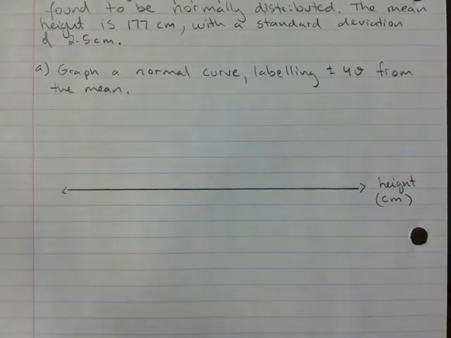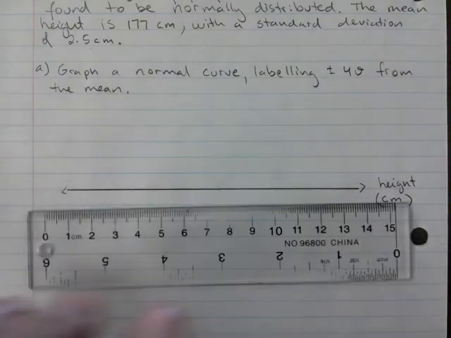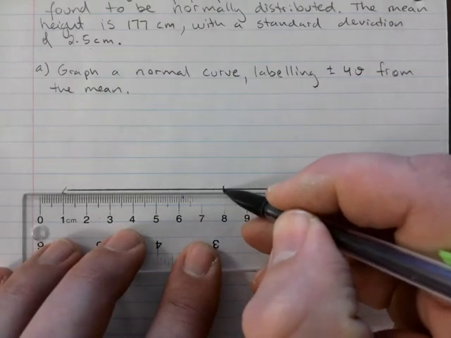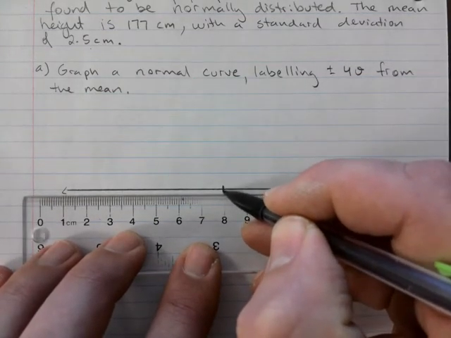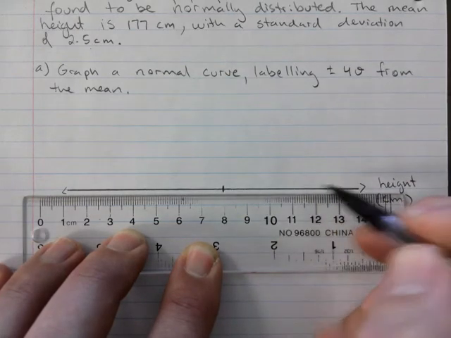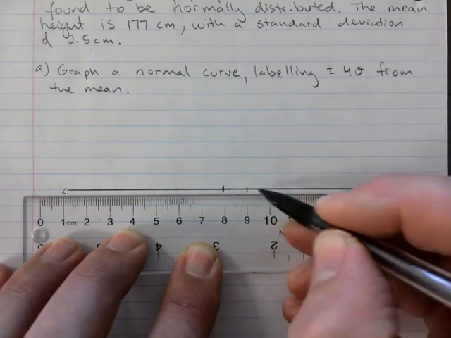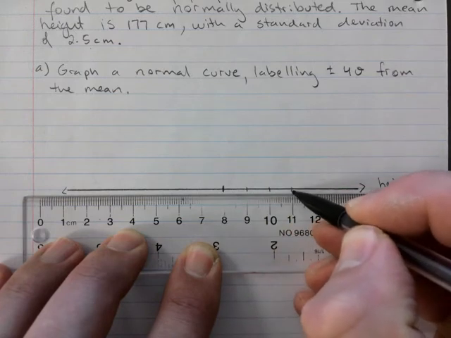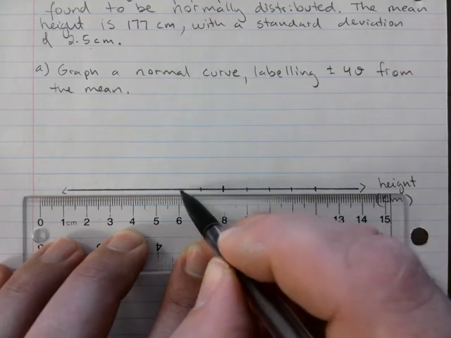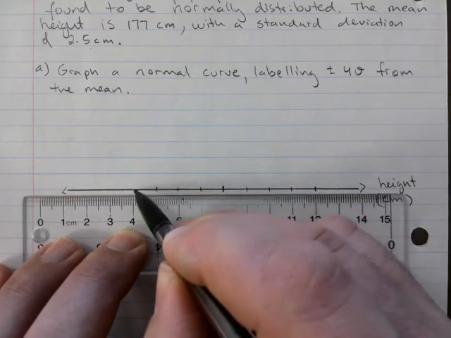And somewhere in the middle, it's okay to just kind of guess where it is. But you're gonna make a mark in the middle. That's your average. That's where you want the 177 to be. And then you go 4 to the right and 4 to the left from that. Okay? So whatever you can do, I'm going to go 1, 2, 3, 4. Stop there. And I'm going to go 1, 2, 3, 4 to the left.